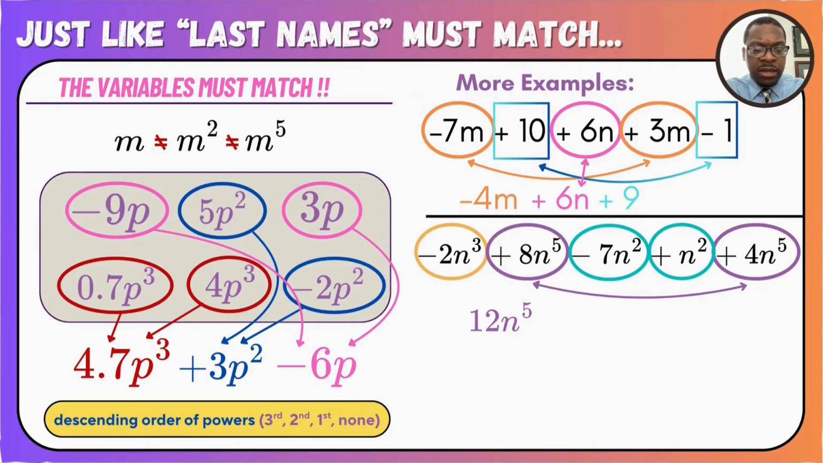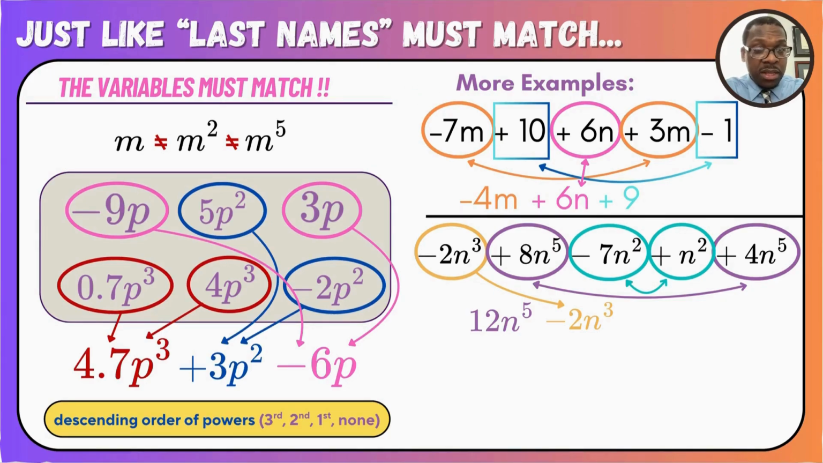Do we have any n to the thirds? All right, we do. We have negative 2n to the third. It didn't combine with anything, so we just write that down. Negative 2n to the third. And the last one, we have n to the second power. Negative 7n to the second plus n to the second.